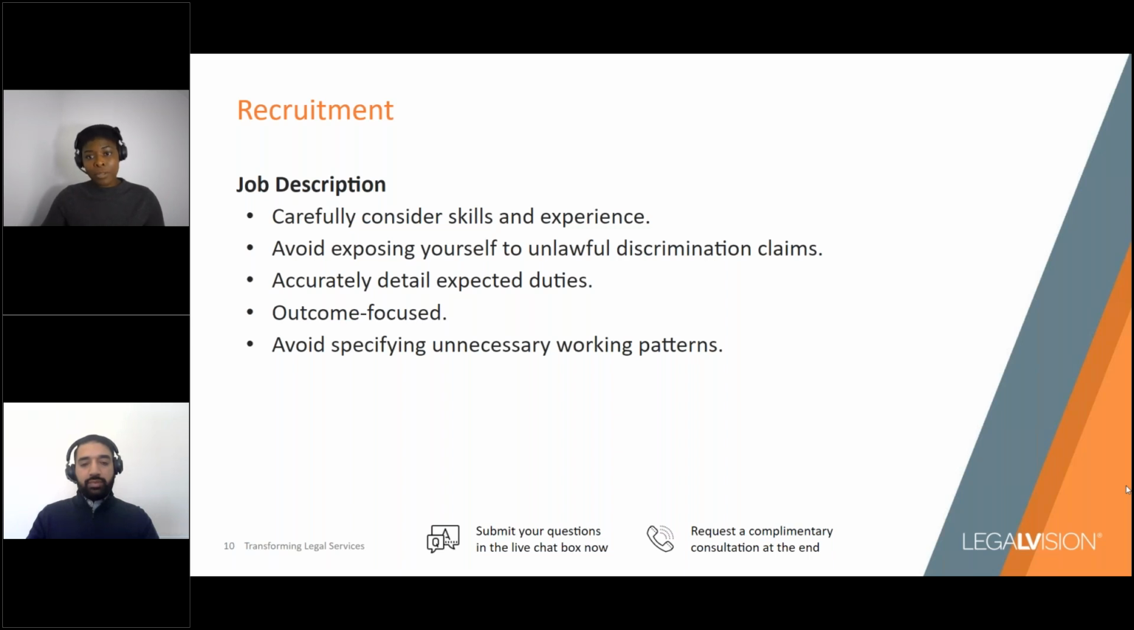The first one is language, using appropriate language when drafting or preparing your job description. So for example, if you had a job title that said, I'm looking for a cleaning lady, that is definitely not appropriate, as what it suggests is that you are only intending to hire a woman for that role. And that would be looking at sex discrimination.